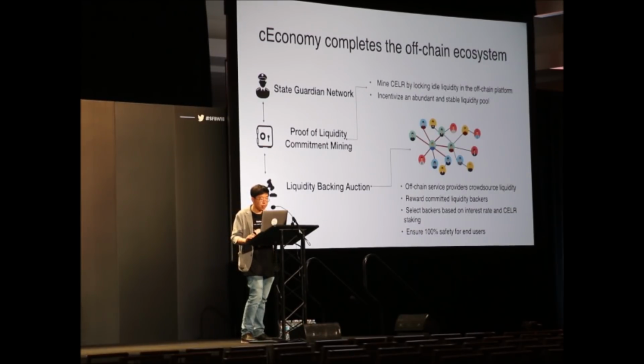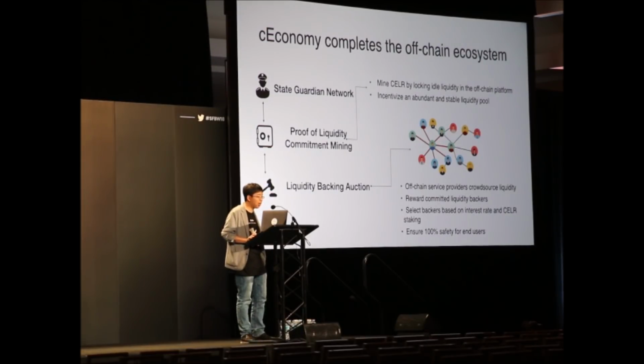So if you think about it systematically, the proof of liquidity commitment mining and liquidity backing auction here lower the barrier to bring on-chain state changes to off-chain state by enabling a more liquid and easier to operate network. And the state guardian network here, which solves the data connectivity and also the state availability problem, is a layer that enables the capability to safely bring the states back from off-chain to on-chain if necessary. So the entire Celer cryptoeconomic construct completes this entire off-chain ecosystem by enabling this full circle.